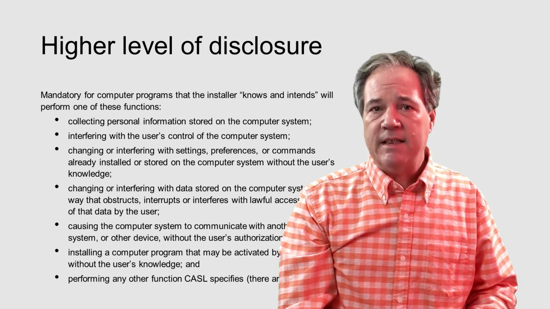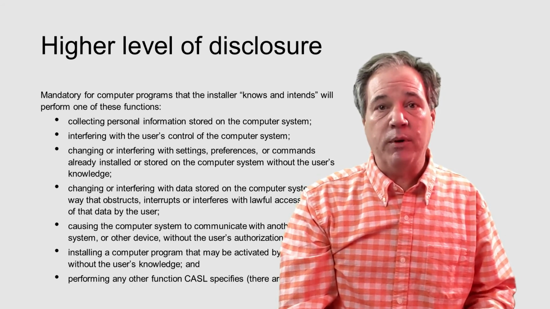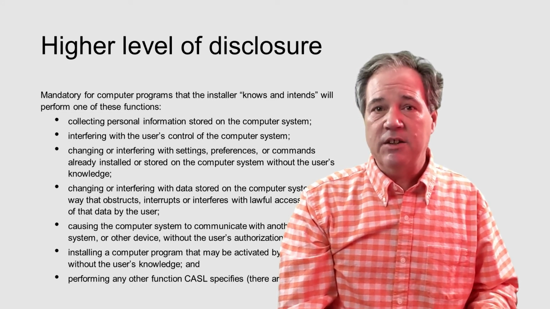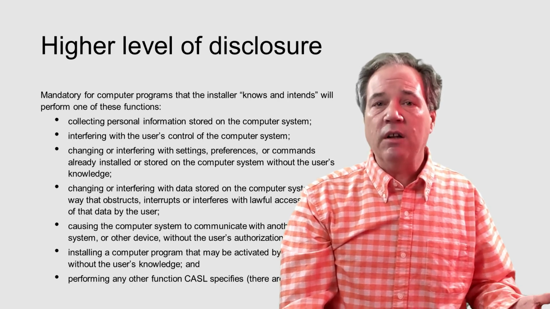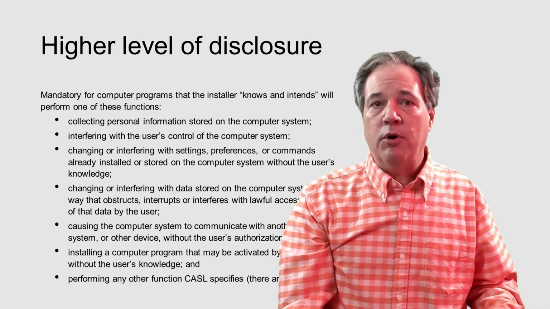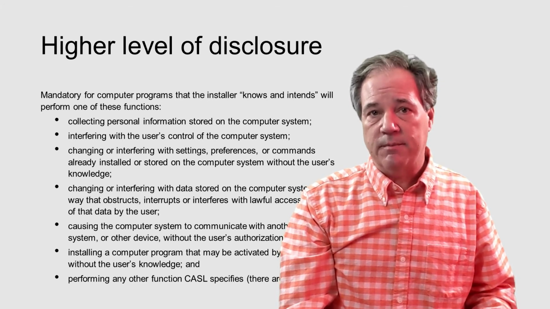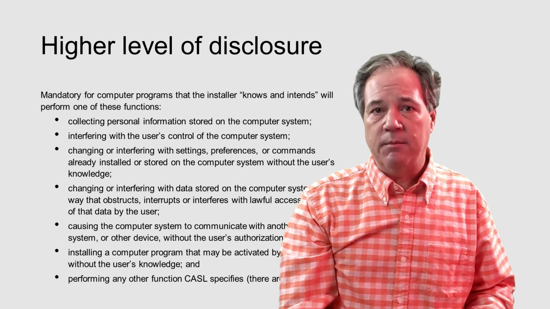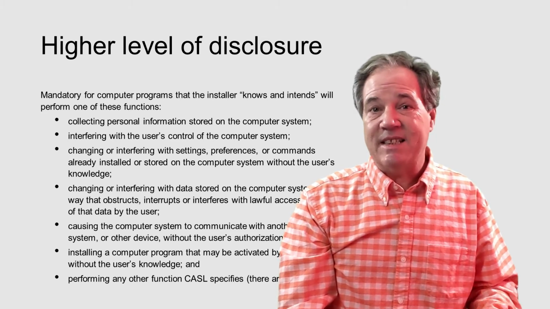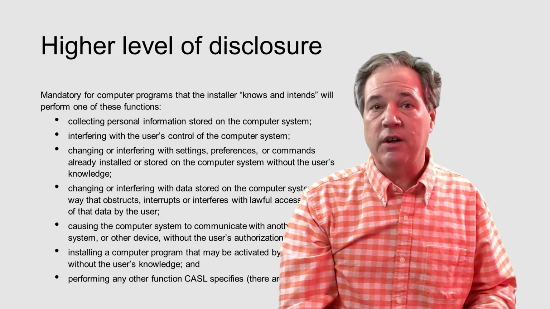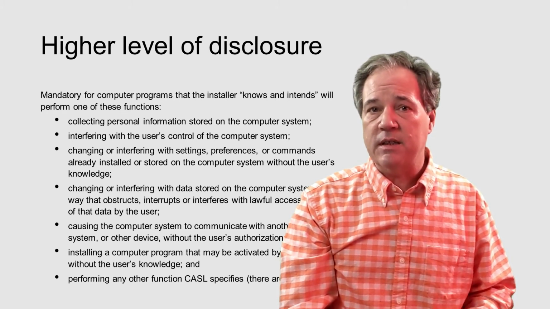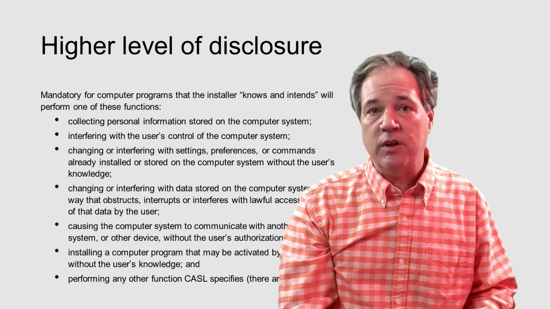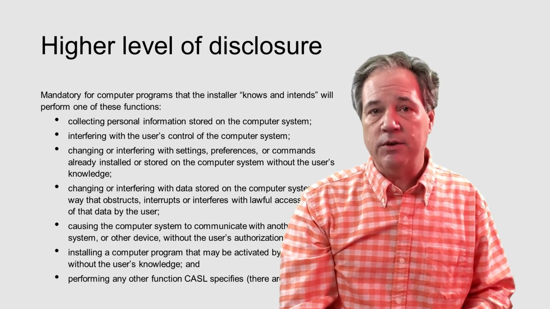But if an installer knows and intends that a computer program will cause a computer system to operate in a way its owner doesn't reasonably expect, the installer must provide a higher level of disclosure and acknowledgement to get the user's express consent. This specifically includes the following functions, all of which, in my mind, largely make sense. If the program is collecting personal information stored on the computer system. If it's interfering with the user's control of the computer system. If it's changing or interfering with the settings, preferences, or commands already installed or stored on the computer system without the user's knowledge. If it's changing or interfering with data stored on the computer system in a way that obstructs, interrupts, or interferes with lawful access to or use of that data by the user.